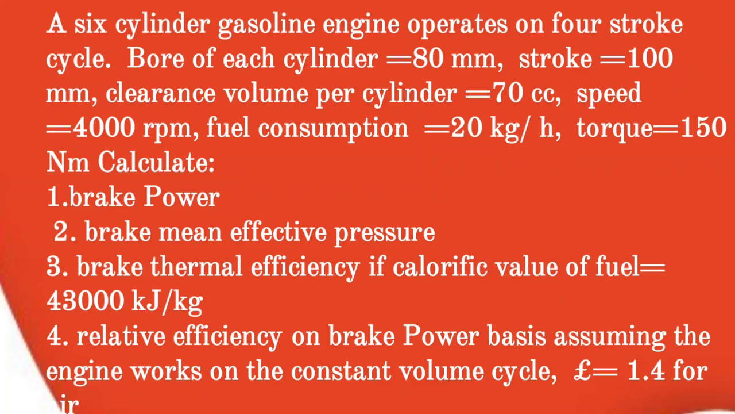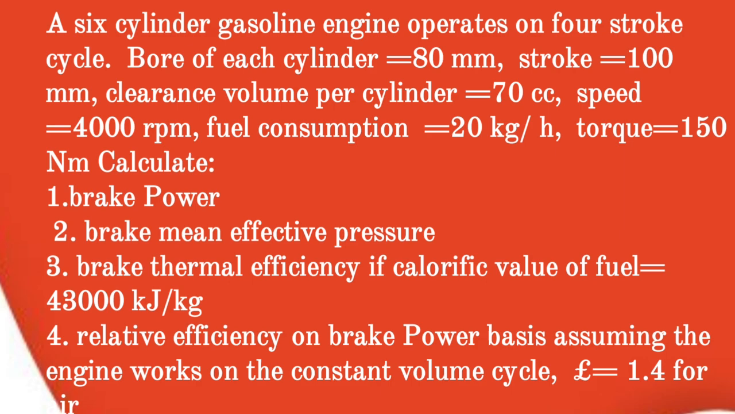Given question: a 6-cylinder gasoline engine operates on a 4-stroke cycle. The bore of each cylinder is 80 mm, stroke 100 mm. Clearance volume per cylinder is 70 cc. The speed is 4000 rpm.